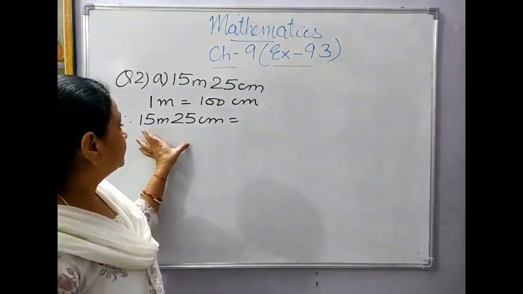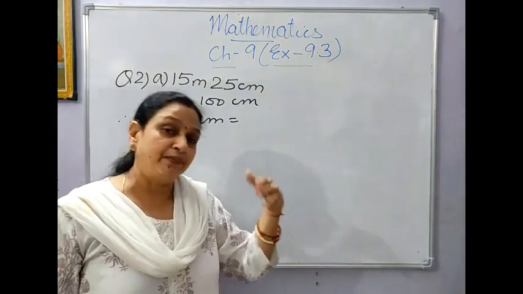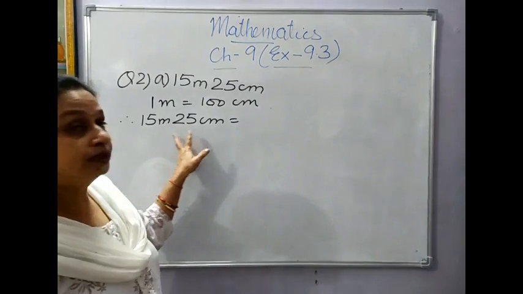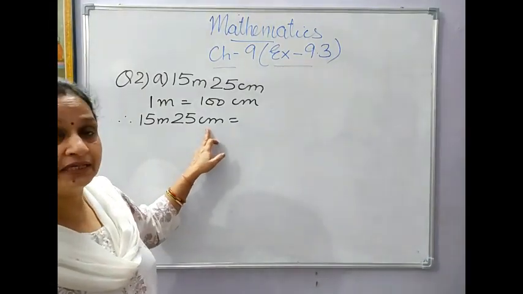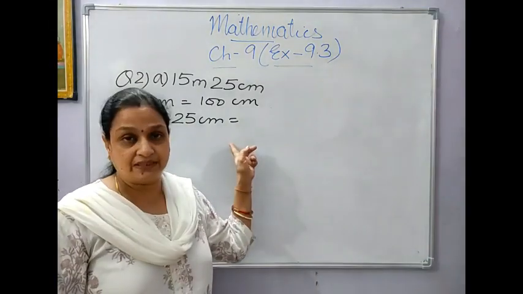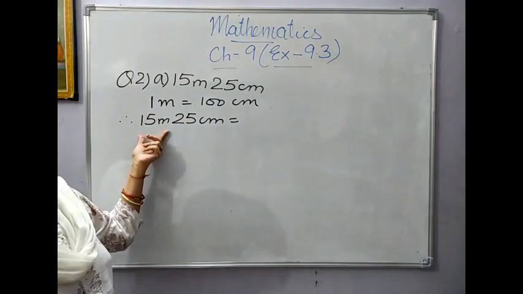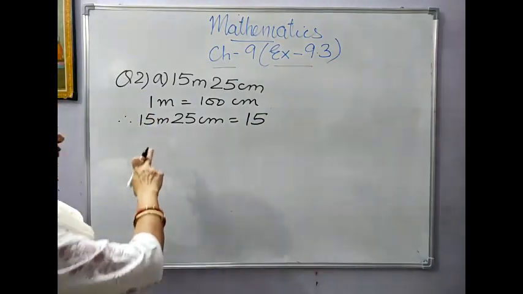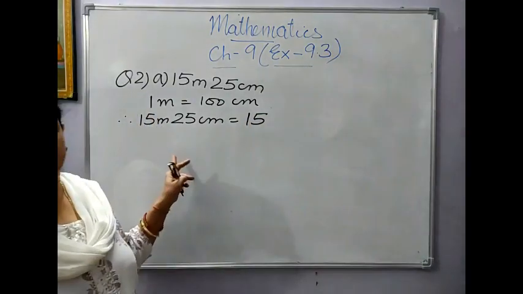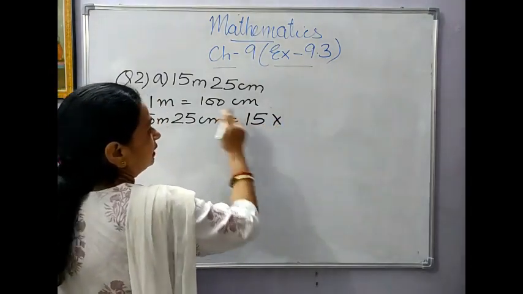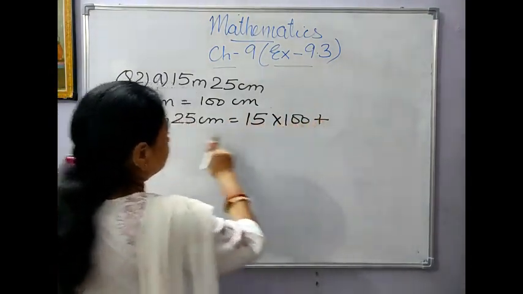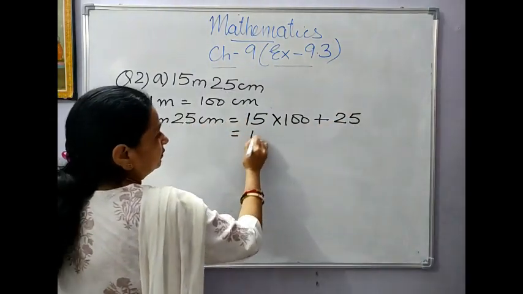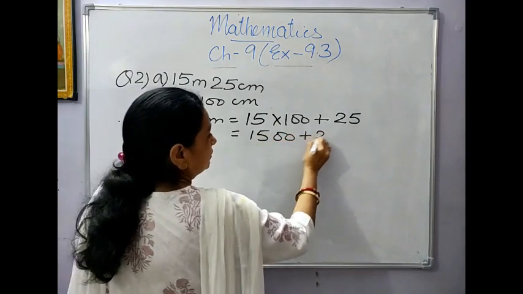Now children, in this sum meter and centimeter both have come. In the sums we did earlier, there was only one unit which had to be converted. Here both the units are there. This is already in centimeter. That means we don't have to do anything with this. We only have to convert this. So this will be equal to 15. And you know, when we convert higher unit into smaller unit, we multiply. So we will multiply it by 100 plus. You will write down this as it is. So it will be 1500 plus 25.